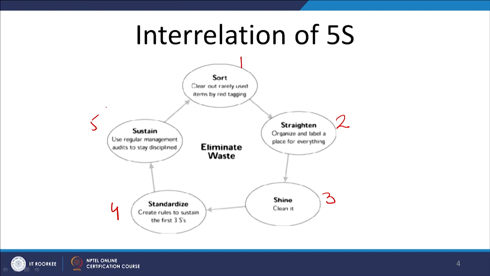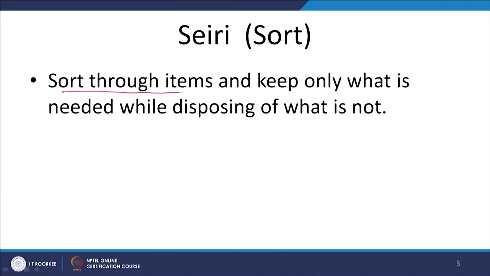And if we do all these 5S, you will be able to eliminate waste, which is the ultimate objective. Because you are sorting. Sorting means clearing out those things which are not required. You can create different kinds of visual controls for that purpose. First, we discuss that you have to sort these items and keep only those items which are required, and you can dispose of those items which are not required.